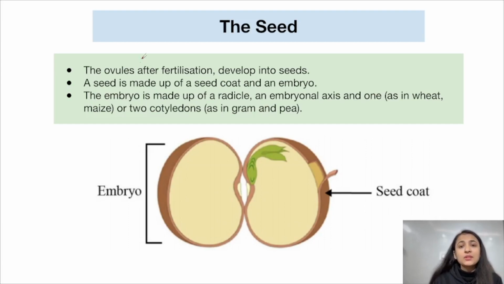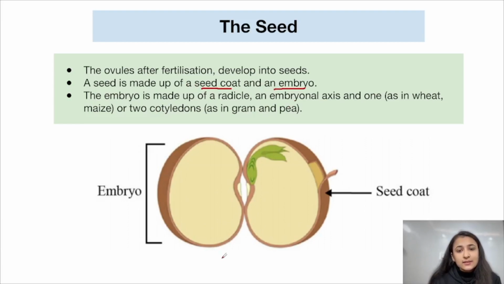Now let's come to the seed. The ovules after fertilization develop into seeds. The ovary after fertilization develops into the fruit, and the ovules after fertilization develop into seeds. What is the seed made up of? It is made up of a seed coat and an embryo.